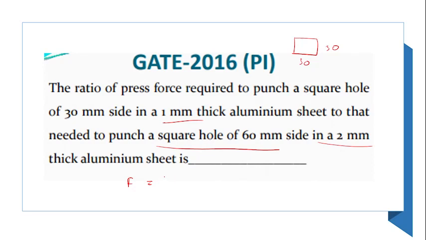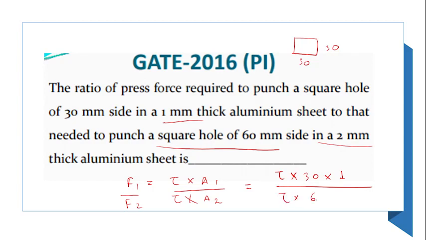See, it is the same material, so your shear strength will be same for both. We will write A1 for the first and A2 for the second. For a square, the area will be L into T, that is 30 into 1. Here it will be 60 into 2. So F1 by F2 will be 30 divided by 60 into 2, it will be 0.25.